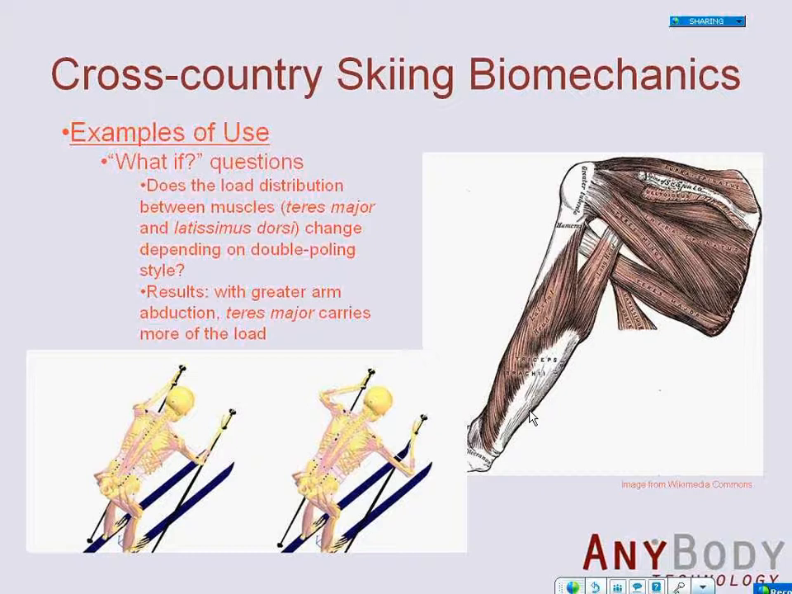Also, it's speculated that the faster skiers utilize the triceps. And the simulation results show the same tendency. With greater arm abduction and smaller elbow angle at toe plant, teres major carried more of the load. And this is the left side, left upper arm, left shoulder seen from behind. And we have teres major here, and latissimus comes up here from below. So it's the load distribution between those two muscles.